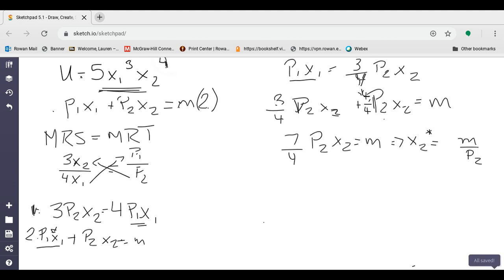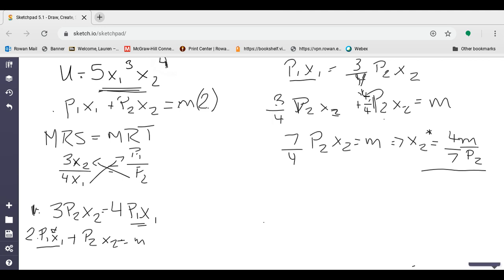But remember the fraction flips, so it's 4/7. This is where I mentioned that it's probably good to keep fractions just because of rounding. 4/7 is not going to come out nicely. But if you do round and you show me, that is fine as well. All right, so we have x2, but we just need to find x1.